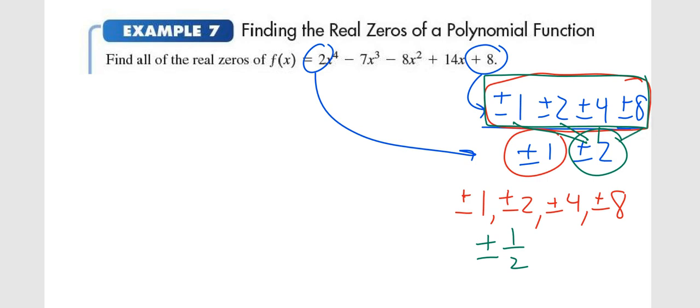So sometimes you are adding new values to your list, but sometimes you get these repeats in there, so you're not adding more. So we really have 10 possible rational values. Okay, graph it. You got your calculator, graph it.